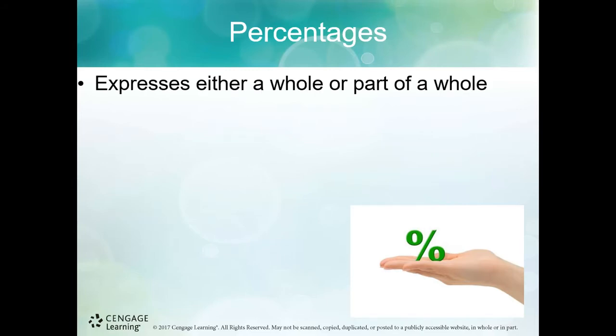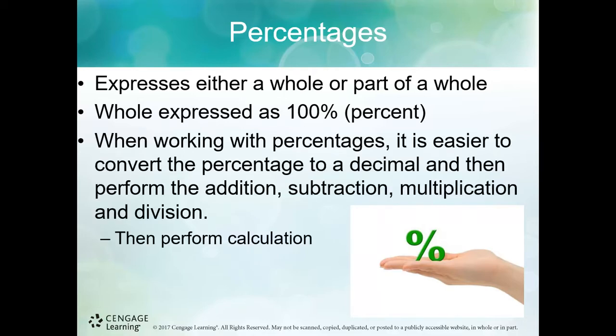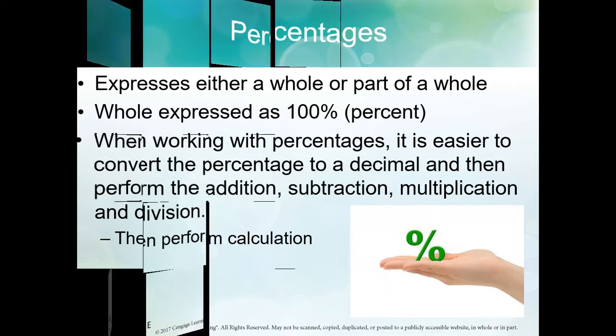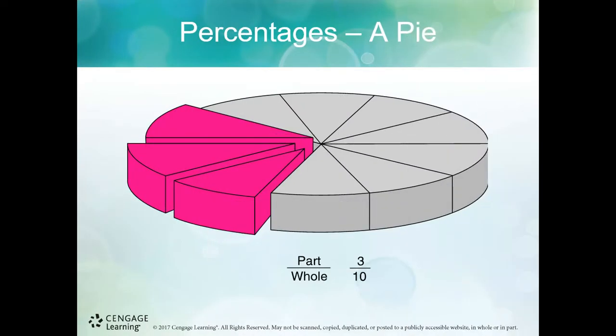Percentages express either a whole or part of a whole. The whole is 100%. When working with percentages, it may be easier to convert them to a decimal and then perform the math function. On the following slide, think of the diagram of a pie divided into 10 equal pieces. The 10 slices of pie is 100%, and then 100 divided by 10 equals 10. Each slice represents 10%.